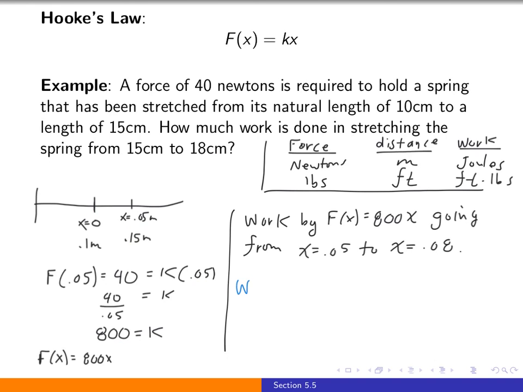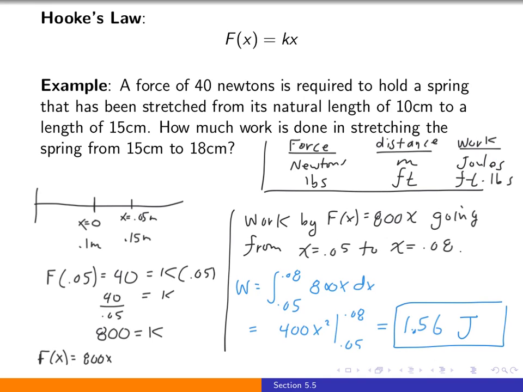So the work done is the definite integral from 0.05 to 0.08 of our force. The antiderivative of 800x is 800 over 2 x squared, and we evaluate from 0.05 to 0.08. When you plug this in and simplify, you get back 1.56. And let me know, what are the units here? Since we're working in the metric system, newtons, meters, work is measured in joules. So 1.56, and I'll just put a J for joules.